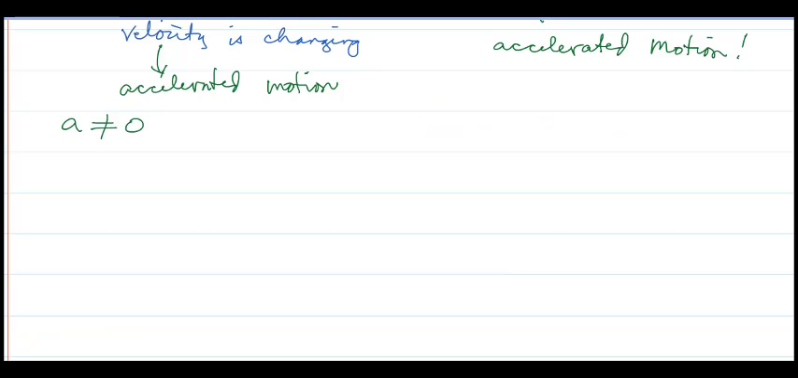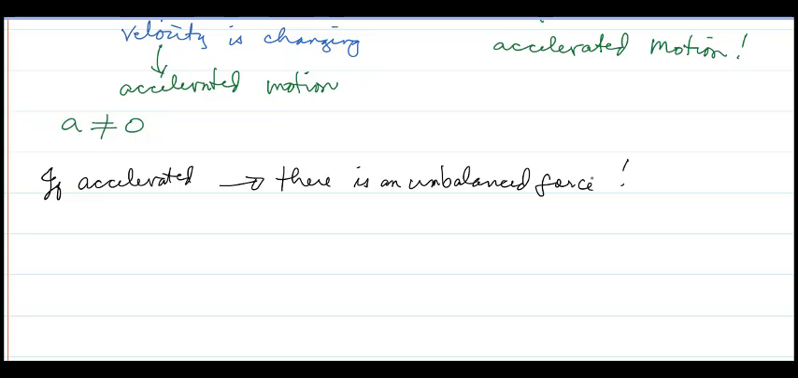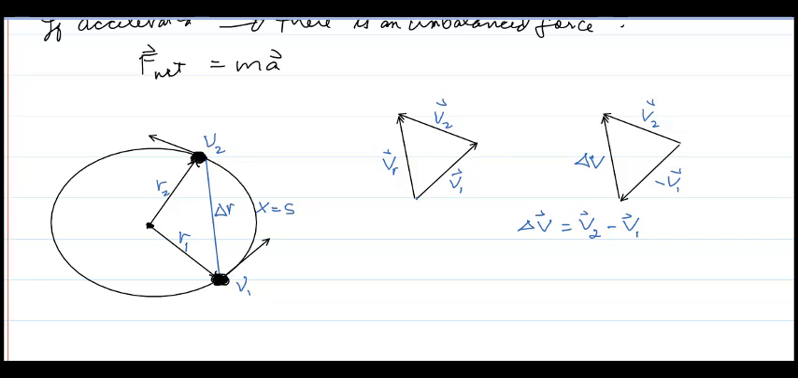If this is accelerated, then there is an unbalanced force. According to Newton's second law, the equation for this force is F = ma. And since acceleration and net force must be in the same direction, what must be the direction of this acceleration or this force? So let's consider our example: a stone tied to a string and then whirled horizontally.